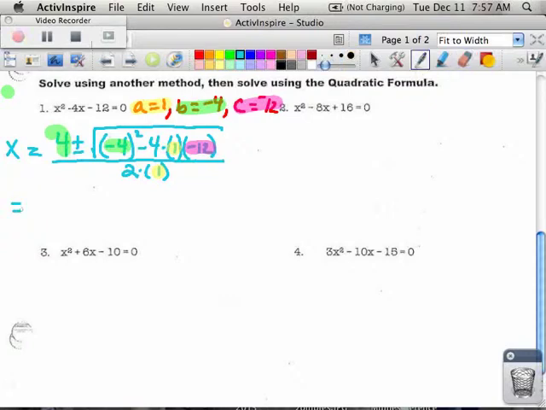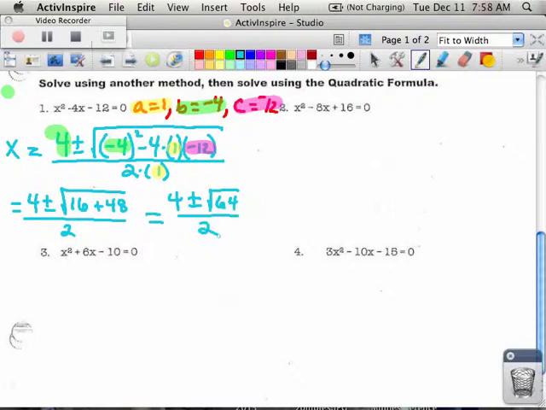So this is equal to 4 plus or minus the square root of, and then inside I have 16, and negative 4 times 1 is negative 4, times negative 12 is positive 48, and all that's over 2 times 1, which is 2. And if I continue on with this, this would be 4 plus or minus the square root of 16 and 48 is 64. And that's all over 2.